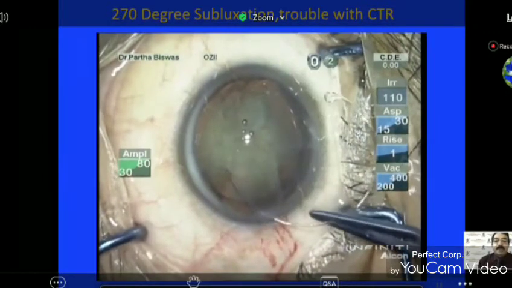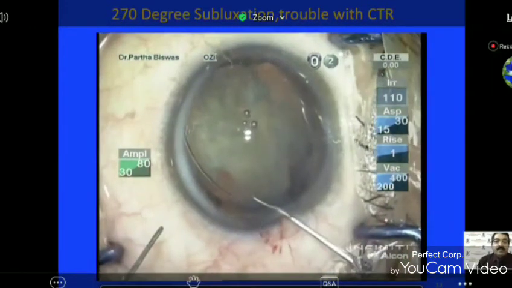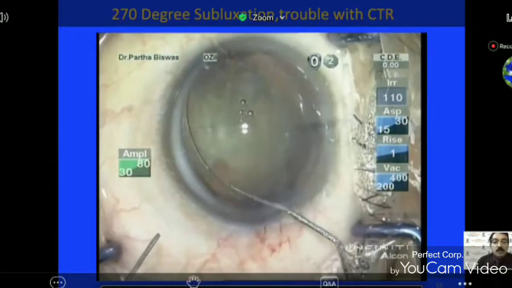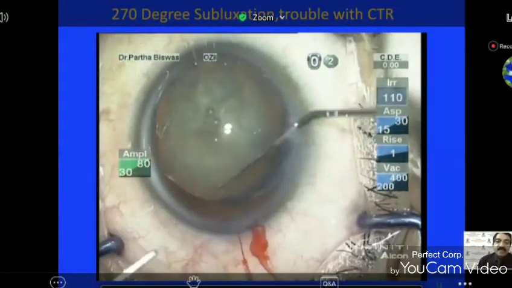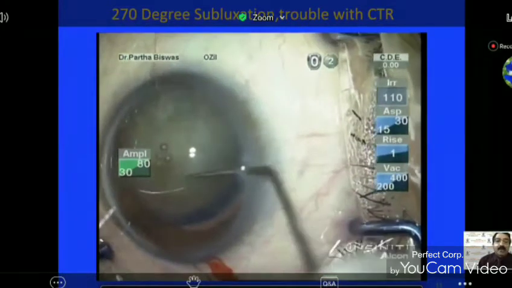This is the time that we intend to put the CTR in. Now look at this. The CTR goes in smoothly, or not so smoothly, and it has slipped and has gone into the angle of the anterior chamber.